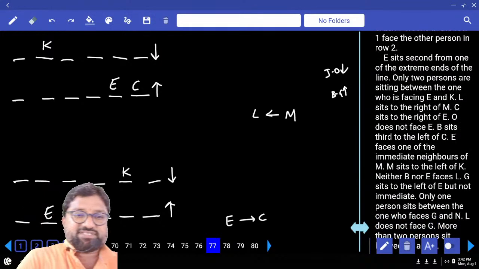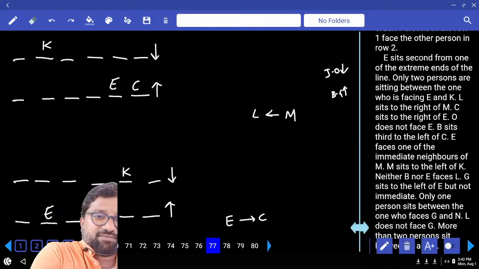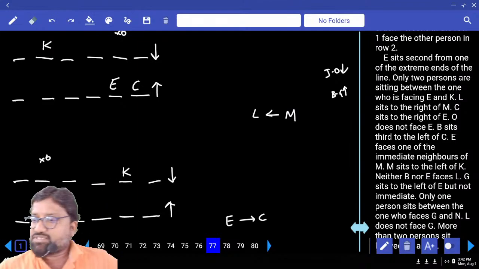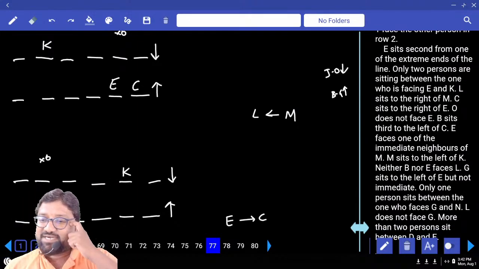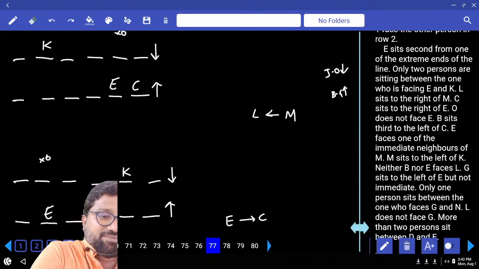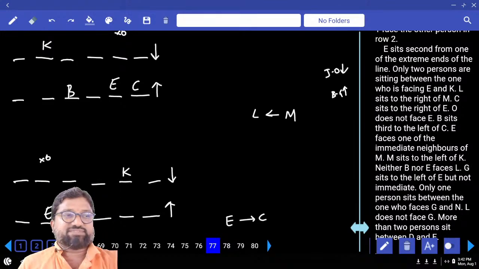O does not face E. B sits third to the left of C. 1, 2, 3. B sits third to the left of C.